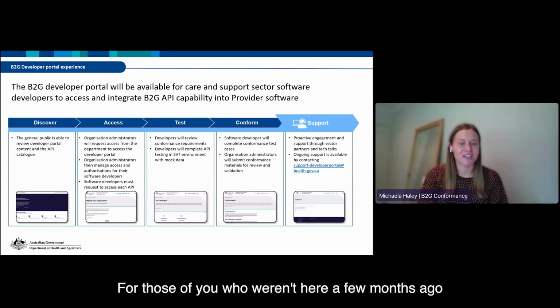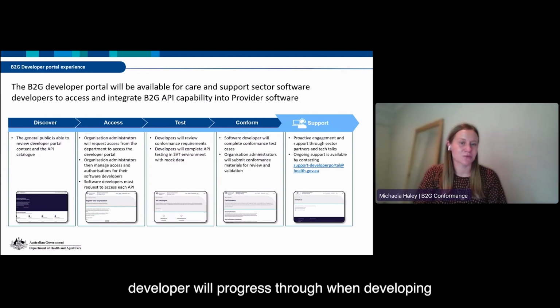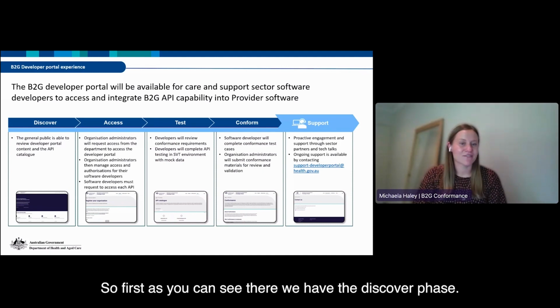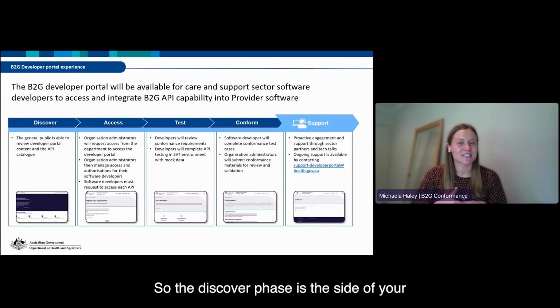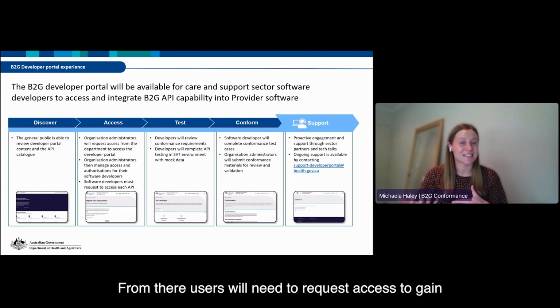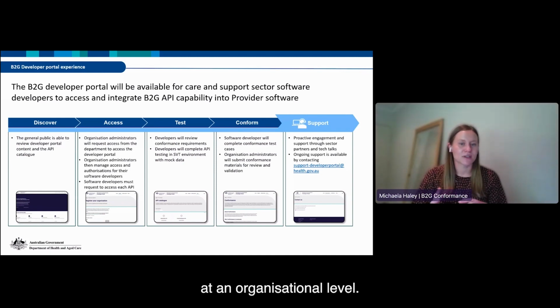For those of you who weren't here a few months ago, I will quickly recap those key phases that a software developer will progress through when developing their software. So first, we have the discover phase. The discover phase is the start of your interactions with the portal, and it's where unauthenticated users will be able to browse a selection of information. From there, users will need to request access to gain further capabilities within the portal. And this is done at an organizational level.